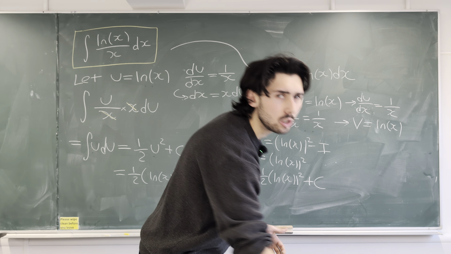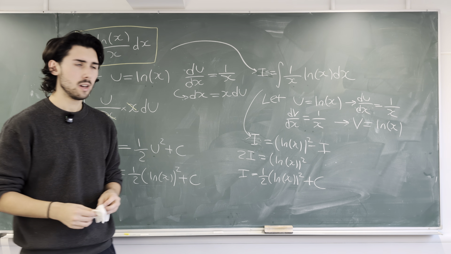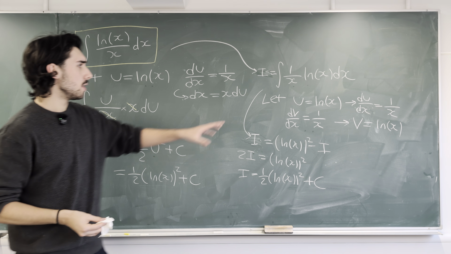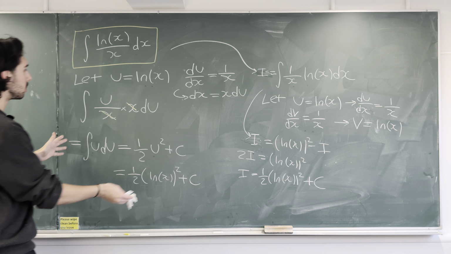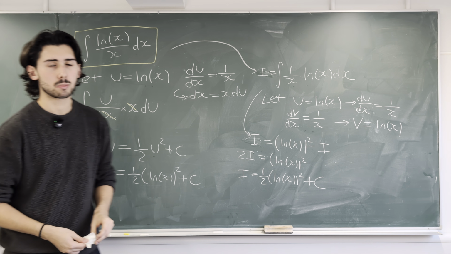But in my opinion, u substitution is a bit easier of a method to use. Integration by parts is a little bit funky, a little bit of moving stuff around. U substitution is nice and simple, so I would use that for this specific question.